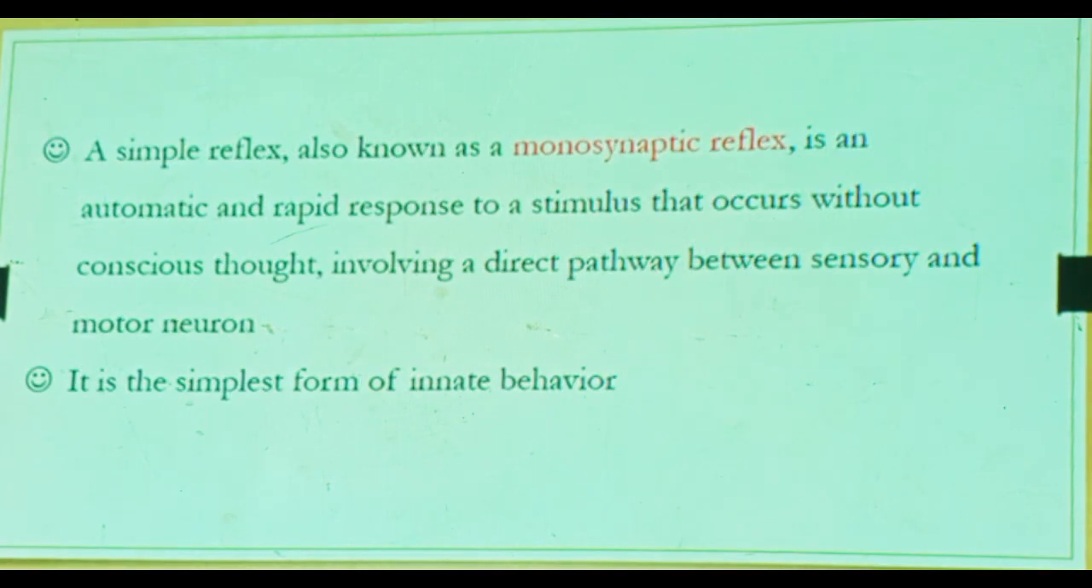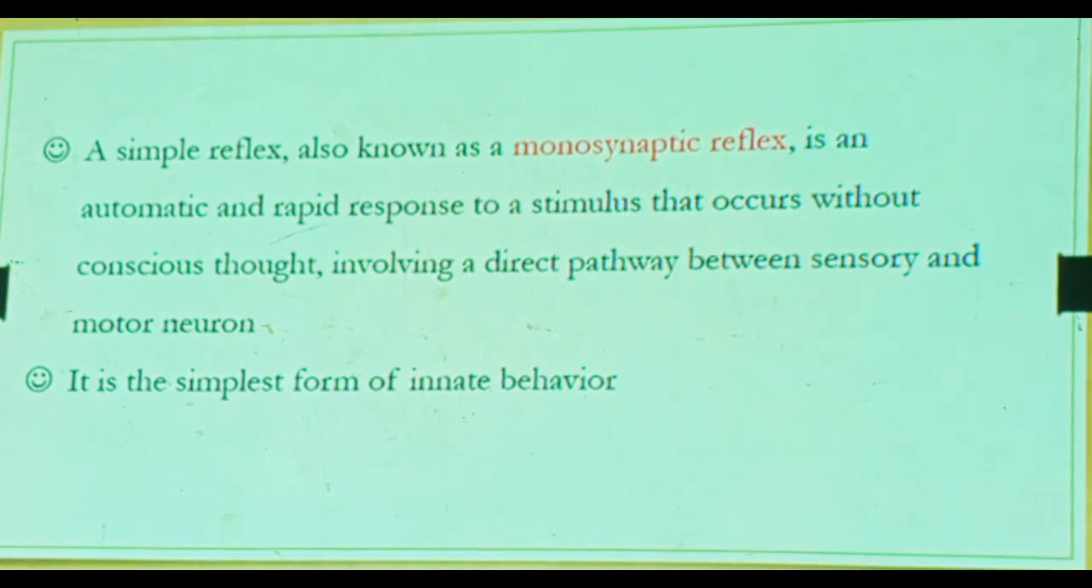These are the criteria. A simple reflex, also known as monosynaptic reflex, is an automatic and rapid response to a stimulus that occurs without conscious thought, involving a direct pathway between sensory and motor neurons. This is known as the pathway. Sense organs detect the stimuli. The stimulus goes through sensory neurons to the central nervous system, spinal cord or brain. Then through motor neurons, the message comes to effector organs like muscle and gland.